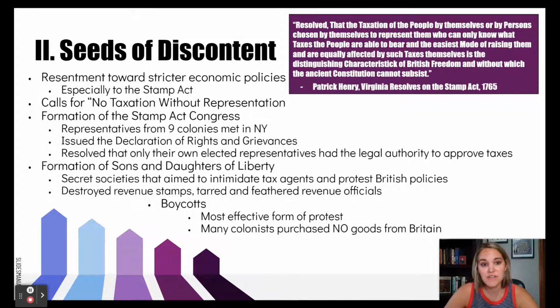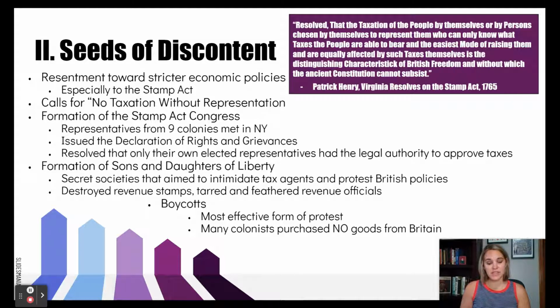Resolved that the taxation of the people by themselves or by persons chosen by themselves to represent them, who can only know what taxes the people are able to bear and the easiest mode of raising them, and are equally affected by such taxes themselves, is the distinguishing characteristic of British freedom, and without which the ancient constitution cannot subsist. So emphasizing that idea of no taxation without representation.